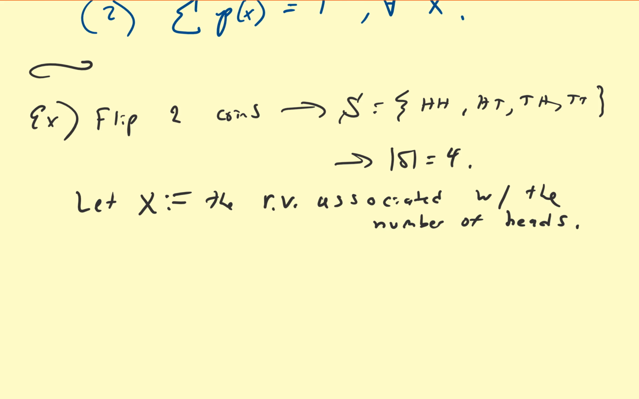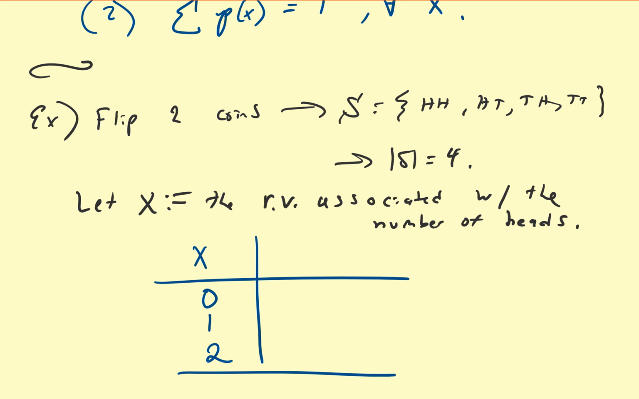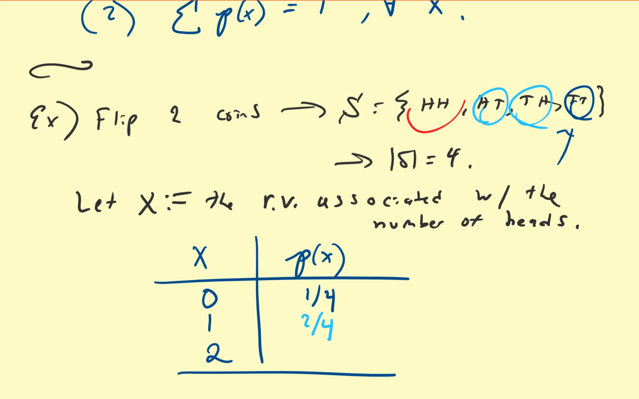So if x is associated with the number of heads, then what are all the possible values that x can have? Well, you can have 0 heads, 1 head, or 2 heads at most. So what is the probability of obtaining 0 heads? Well, that's only concerned with one possible event, so that's going to be 1 divided by 4. What is the probability of getting 1 head? Well, that's going to be associated with HT and TH, so that's going to be 2 out of 4. And what's the probability of getting 2 heads? Well, that's just associated with HH, so that's going to be 1 out of 4.